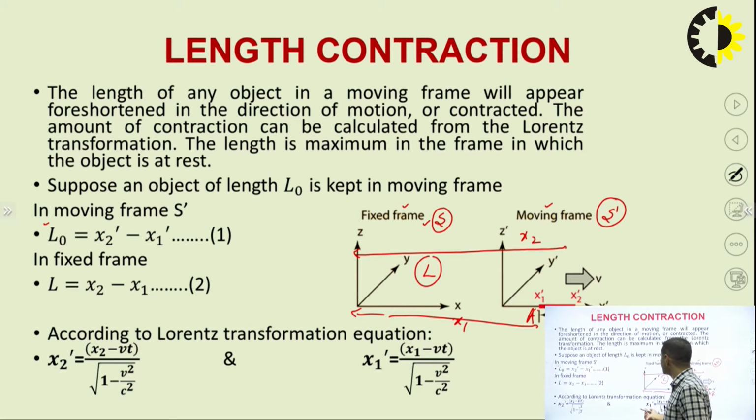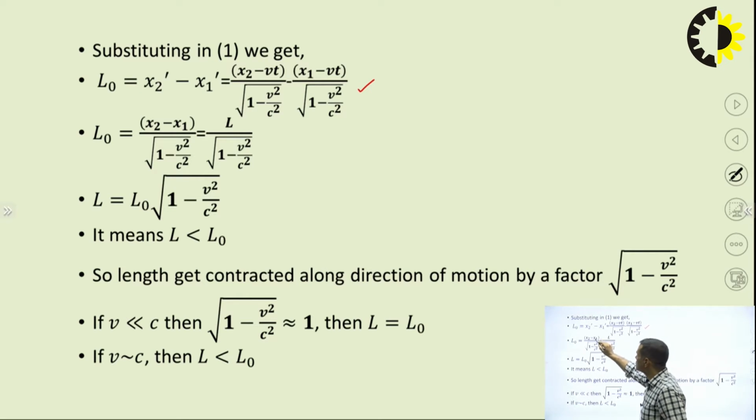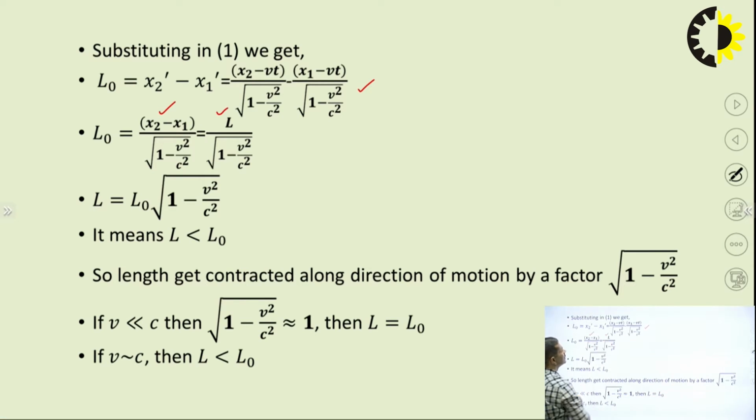Then to find out the relation here, we can subtract. Suppose we put the value of x1 prime and x2 prime in equation 1 here. So you will find the value of L naught will be x2 prime minus x1 prime with respect to equation 1. If you put the value of these two, we will find this relation. Then after simplifying, we will have this expression, and with respect to equation 2, the value of x2 minus x1 is L.